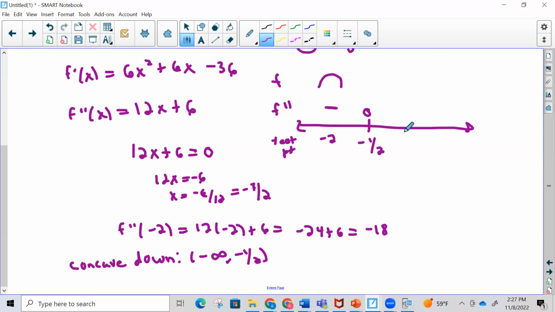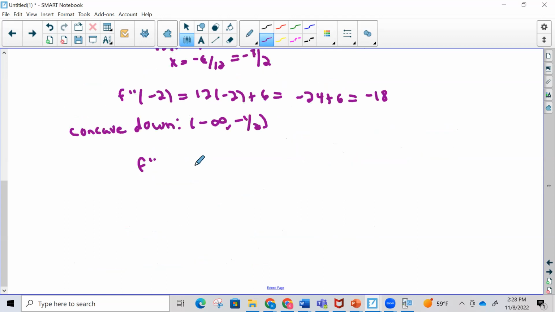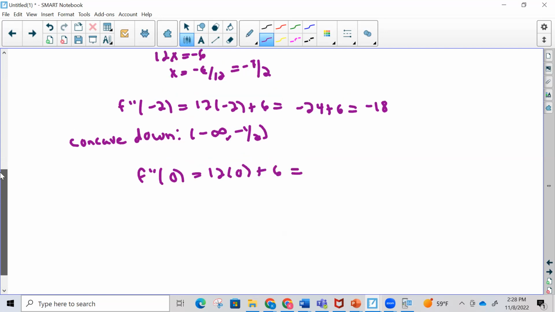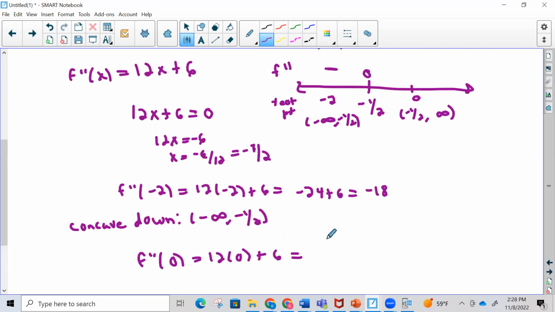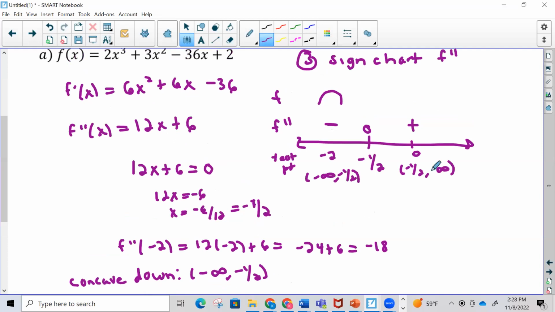So then we do a test value. Again, this interval is negative infinity to negative 1/2. This interval is negative 1/2 to infinity. So some value bigger than negative 1/2, such as 0. And we're going to plug that into our second derivative, 12x plus 6. So we get positive 6. This is positive, which means it's concave up.